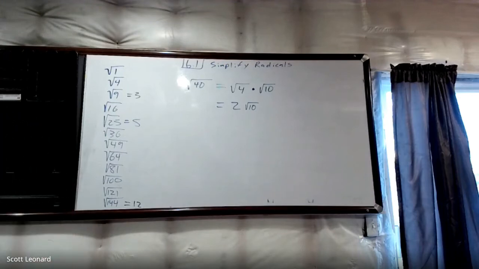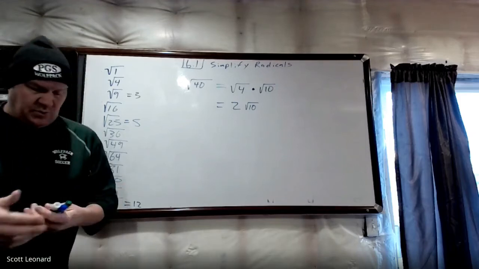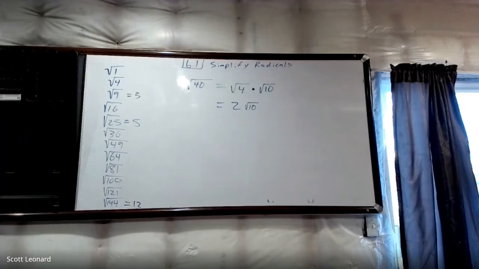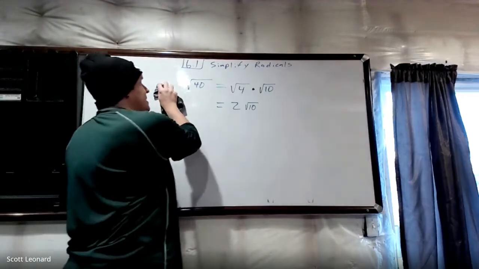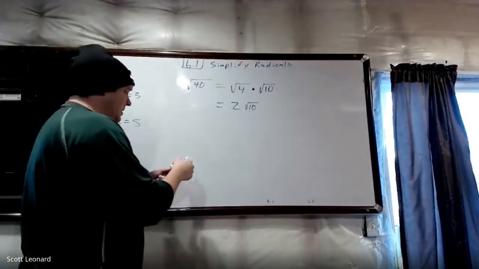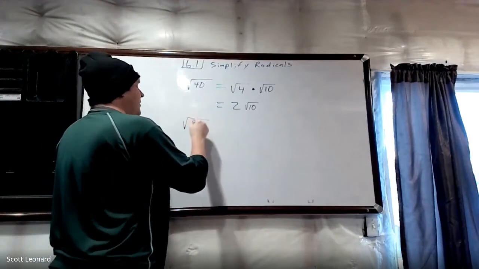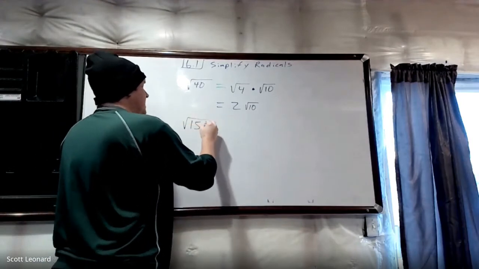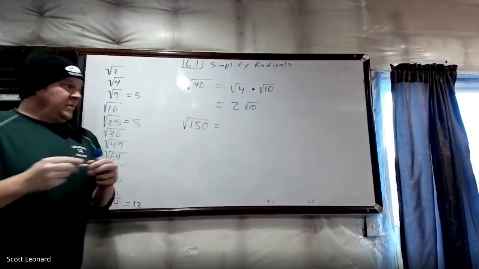Looks pretty simple, but sometimes when the numbers get bigger, people can't see what's going on. We're going to do the next one somewhat together. See what you guys can get going on this. I'm going to pick one a lot bigger. Let's go with the square root of 150. See if you guys can do this one on your own.